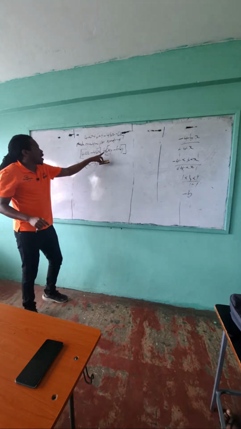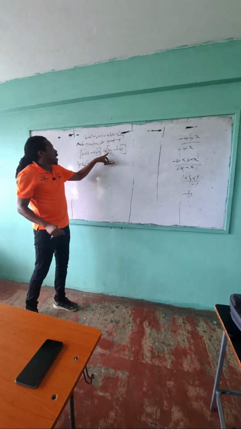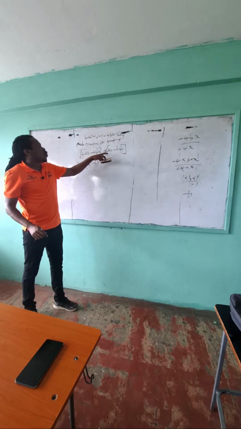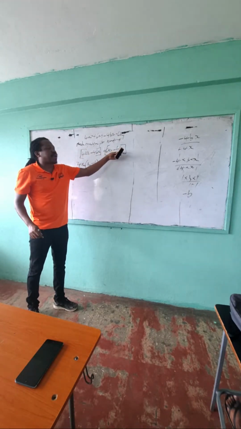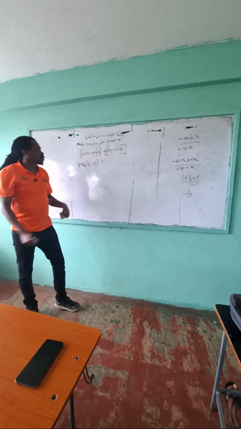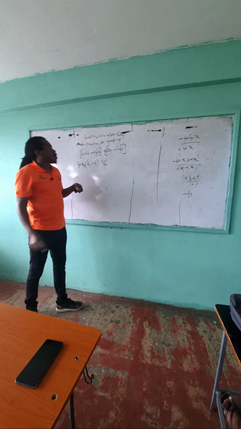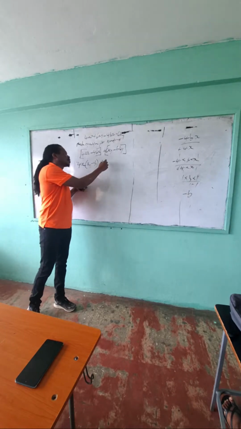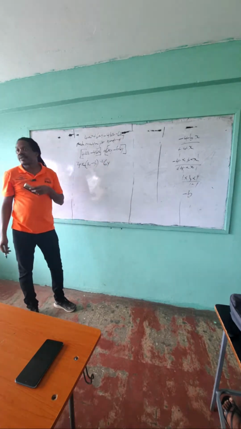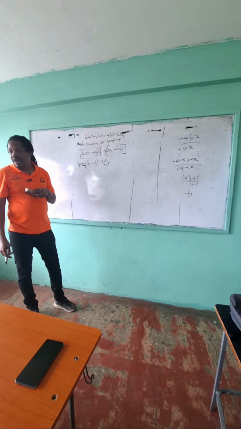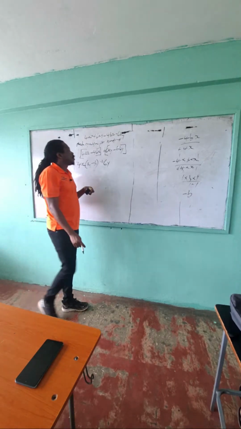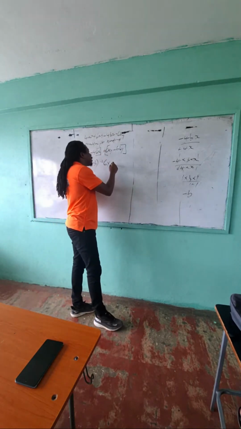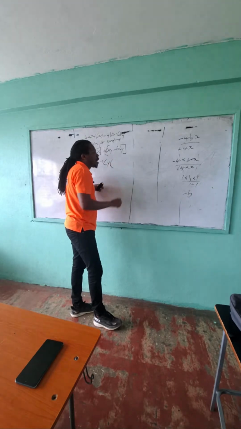So now I am looking here and I'm saying, what number is common in this bracket? 6. And what letter is common in this bracket? y. Everybody see that? So now, is there anything else common? No. So I open my bracket.